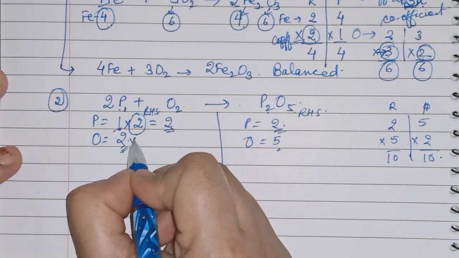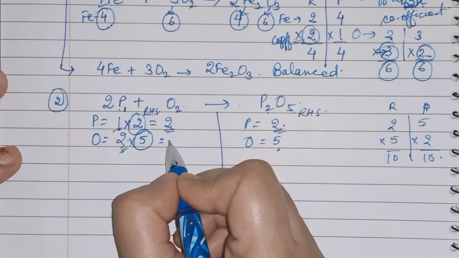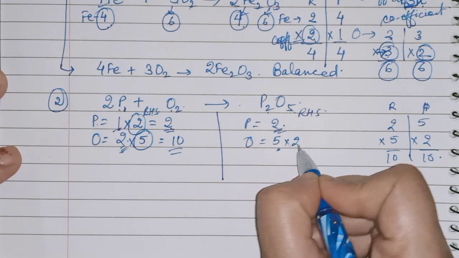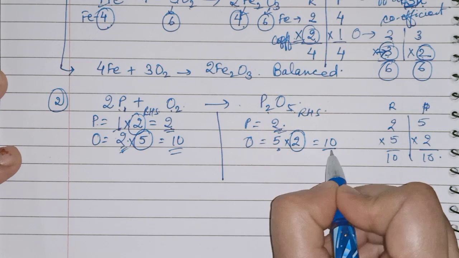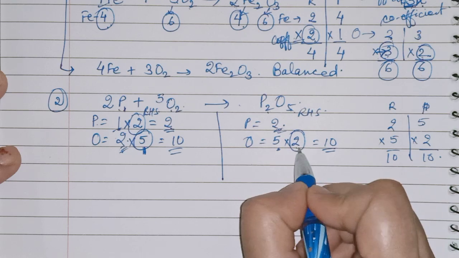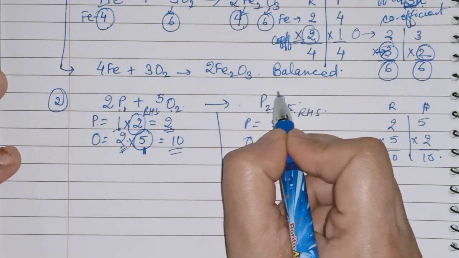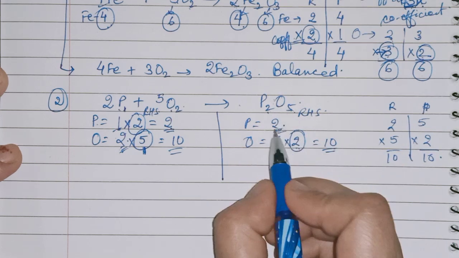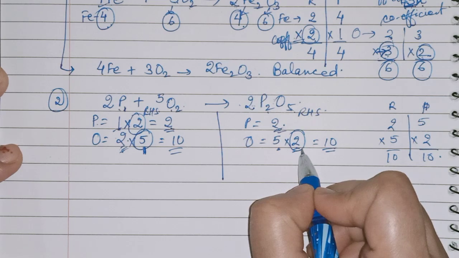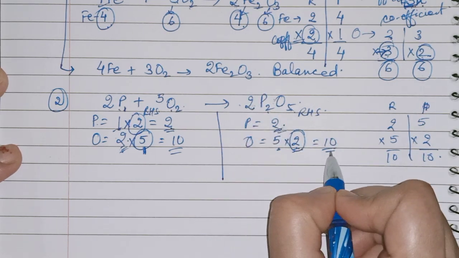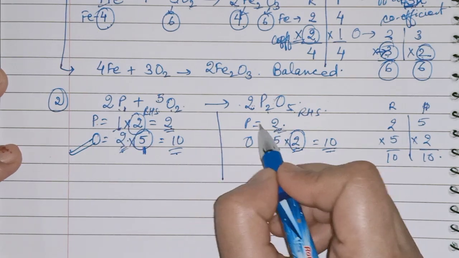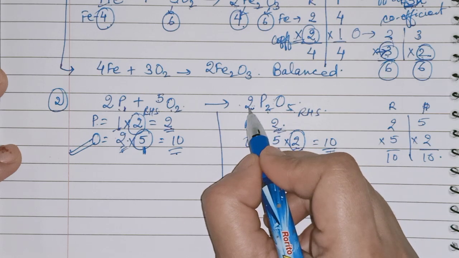So what will you do? 2 into 5, 5 will be the coefficient for this oxygen. So it is 10, and 5 into 2, again this will be the coefficient and it is 10. So this coefficient you will put with oxygen and this coefficient you will put with this full formula. You cannot put it in between. This will be the coefficient for this molecular formula, 2. Now 2 into 5 is 10 and 5 into 2 is 10. So oxygen is balanced.